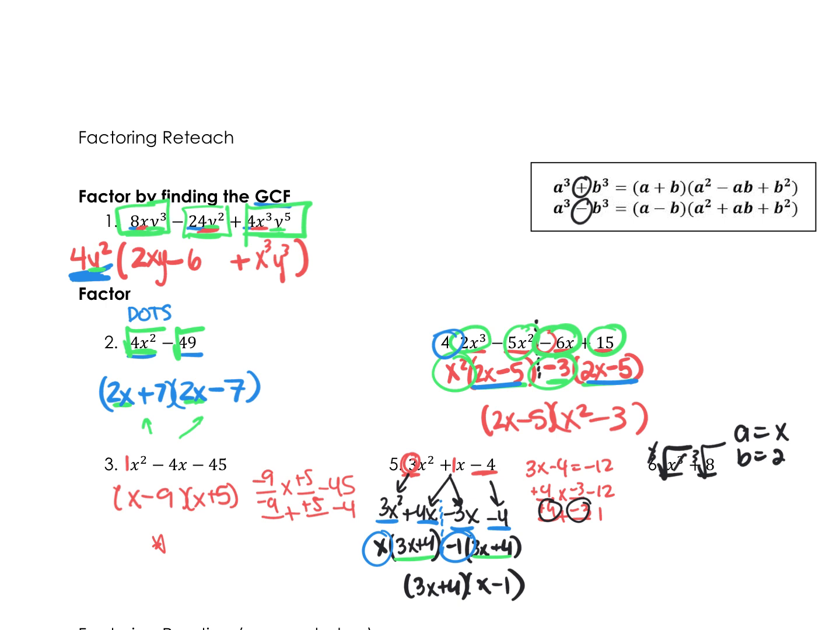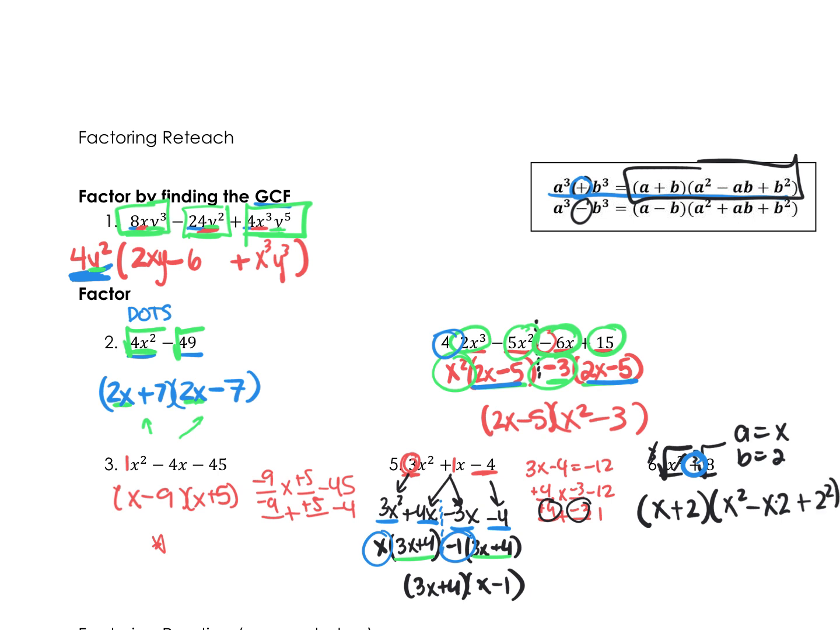So then all you got to do is pick which formula you're going to use. This one had a plus sign, so we're going to use the plus formula. And then you just write down what this formula says. So it says that it factors into this. So it'll be parentheses a, which is x, plus b, which is 2. Parentheses a squared, so x squared, minus a times b, x times 2, plus b squared, so 2 squared.